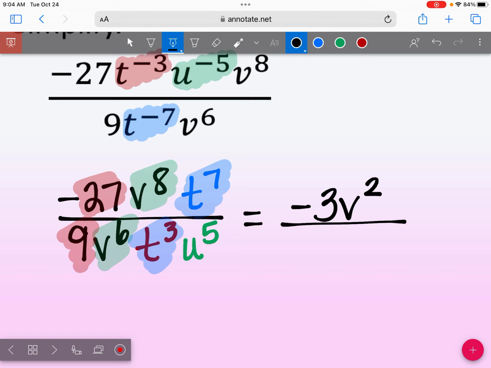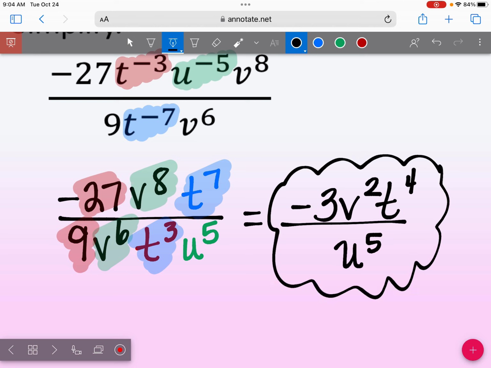And then with my t's, I have 7 minus 3. 7 minus 3 is 4. And I have u to the 5th in my denominator. And that would be your final answer.